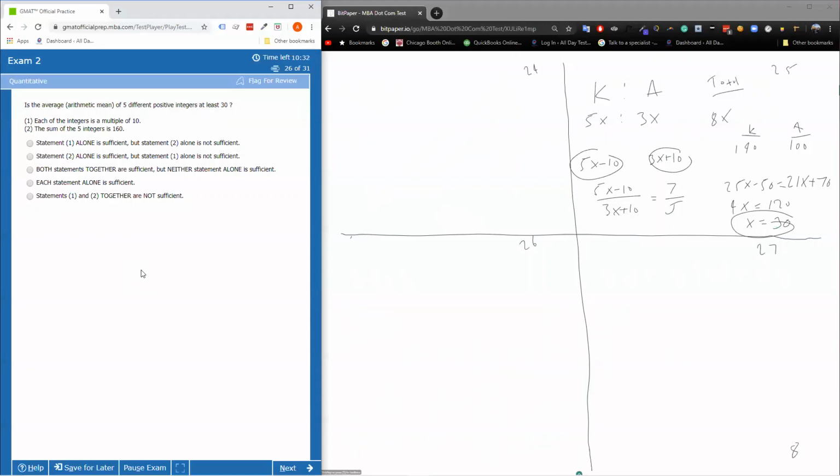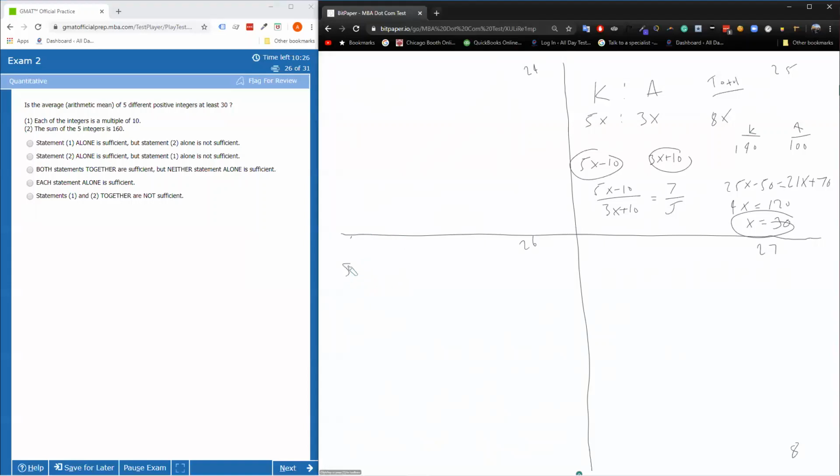Is the average of 5 different positive integers at least 30, which is the same as saying is the sum at least 150. Each of the integers is a multiple of 10. We have different positive integers, so the lowest value we can have for the sum is exactly 150. Whoops, that is sufficient. The sum of the 5 integers is 160. Well, that directly answers our question.